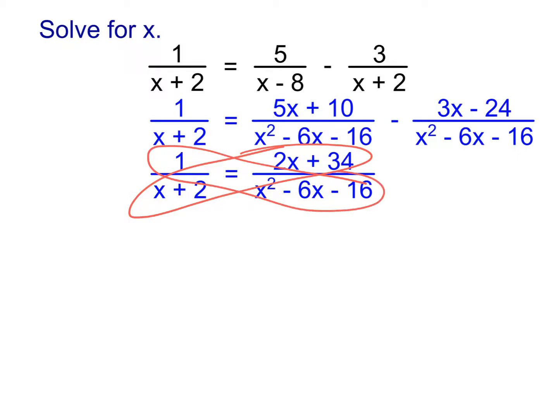Cross multiply. Thank goodness the top of that other one is a 1. It's going to make that a lot easier. Go ahead and cross multiply those.